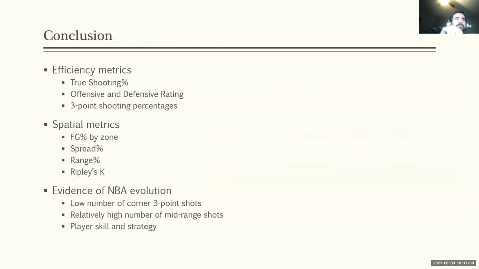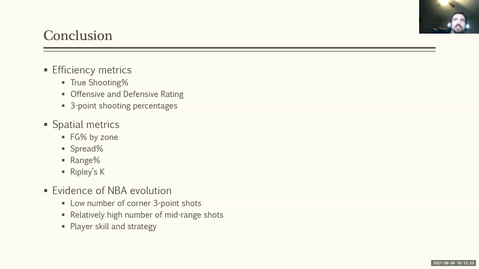Excellent. All right, so conclusion, we went over efficiency metrics and spatial metrics like true shooting, offensive rating, spread and range percentage, and field goal percent by zone. I didn't see any evidence of the analytic revolution in this high school team, at least. There was a low number of corner three-point shots with a high number of mid-range shots still. But this could be due just to player skill and strategy.